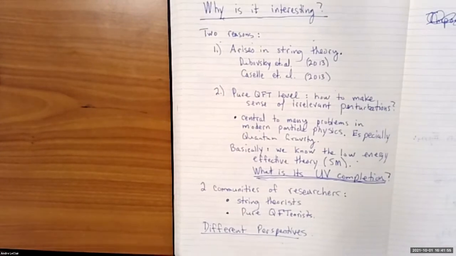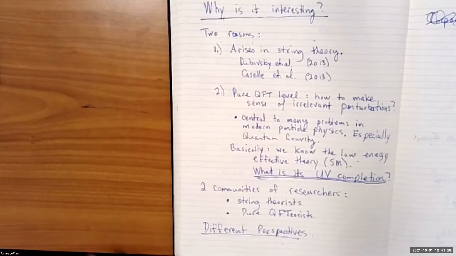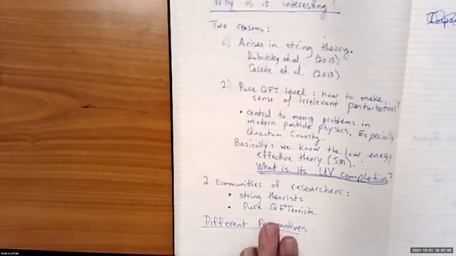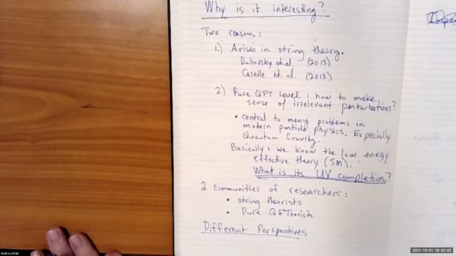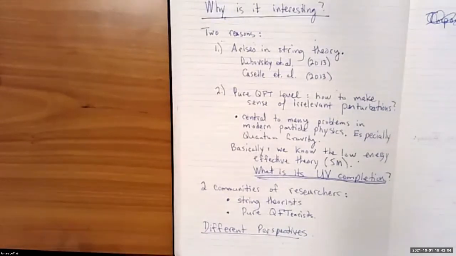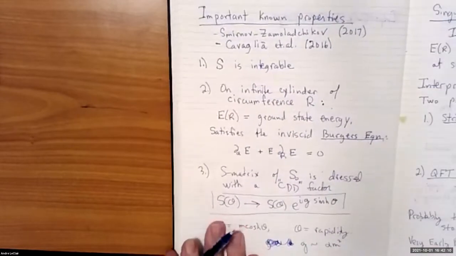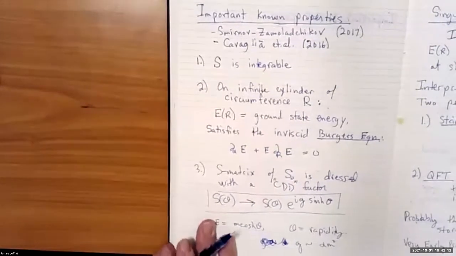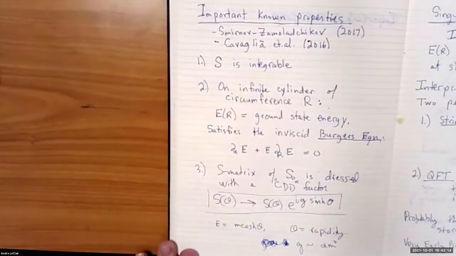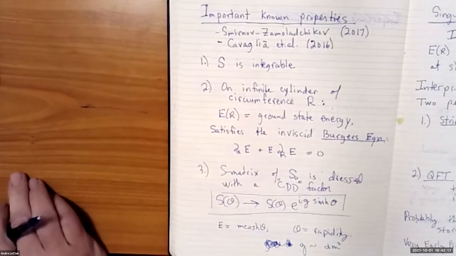Okay. So there's two communities, string theorists, and then people working pure quantum field theory, integrable quantum field theory. They have rather different perspectives, I think. So what are some of the important known properties? Again, this should be pretty well known to everyone.